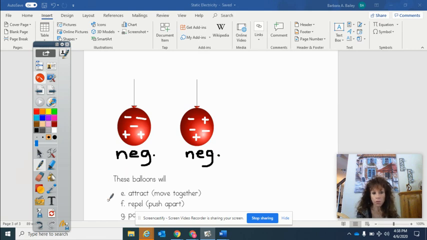Are they going to A, attract? Well, I guess it's E, F, G, H on this one. So are they going to E, attract or move together? Or are they going to F, repel and push apart? G, are they going to pop? Or H, are they going to stay still? Okay, go ahead and make your choice now.